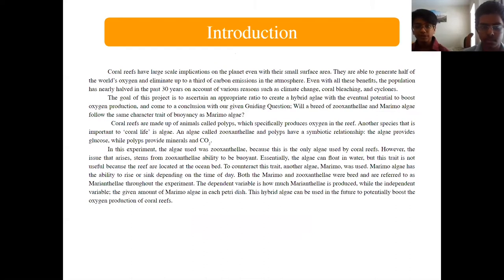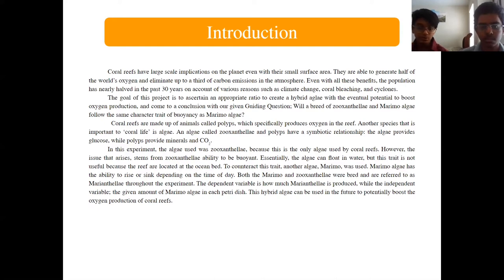Coral reefs have large-scale implications on the planet, even with their small surface area. They're able to generate half the world's oxygen and eliminate a third of the world's carbon emissions in the atmosphere. Even with all these benefits, the population of coral reefs has nearly halved in the past 30 years on account of various reasons such as climate change, coral bleaching, and cyclones. The goal of this project is to ascertain an appropriate ratio to create a hybrid algae with the eventual potential to boost oxygen production, and to come to a conclusion with our guiding question: will a breed of zooxanthella and marine algae follow the same characteristic trait of buoyancy as marine algae?